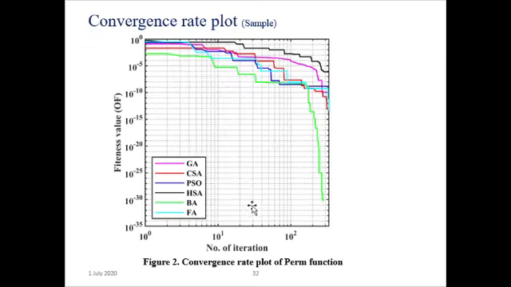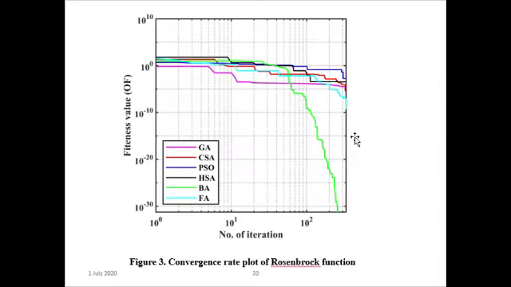Now this is the graphical representation of the convergence rate plot. As we can see from the diagram, the BA gives the better rate of convergence speed, then the CSA, then FA, then GA, then PSO, HSA. It is also shown here. I have shown only 2 samples, whereas I have obtained this for all the test functions.